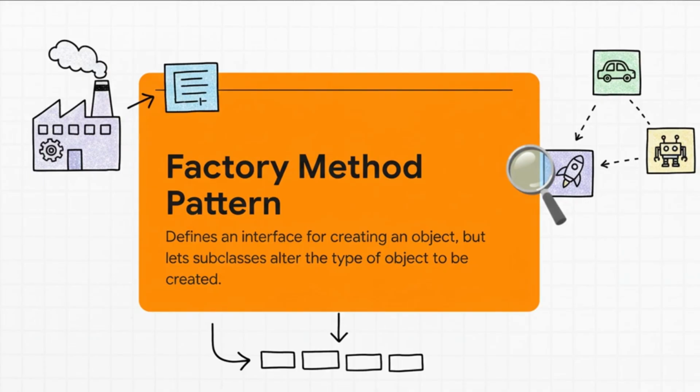Okay, here's the textbook definition. It sounds a little formal, I know, but the magic words are right there. Let subclasses alter the type. So instead of our client code shouting, I need a new Word document, it's going to ask a creator class, hey, can I get a document? And it's the specific subclass of that creator that gets to decide what kind of document to actually build.